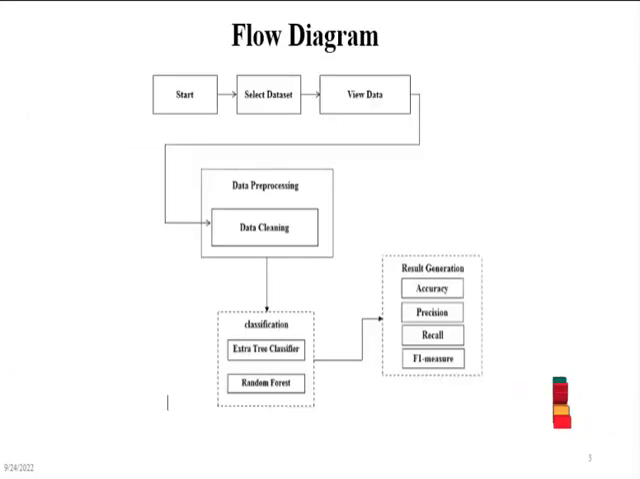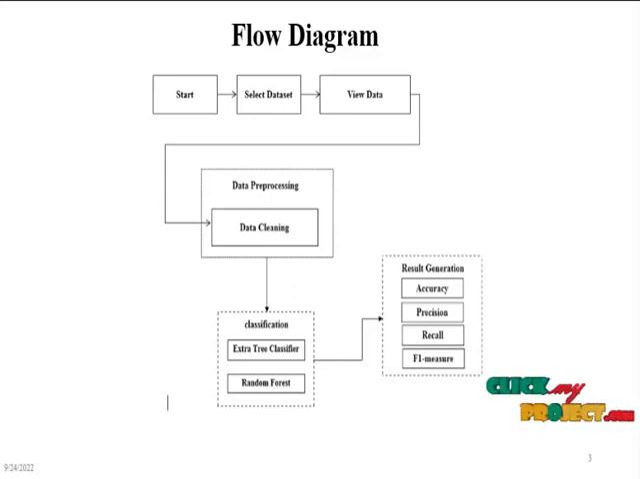And the flow diagram of the project is, first we need to start the program and select the dataset as the motor imagery electroencephalogram dataset. Then we use the sample dataset in our console working directory. After that, it will apply into data pre-processing. In data pre-processing, we are going to check the missing values and null values that are contained in our dataset.